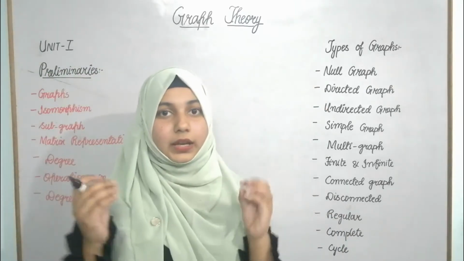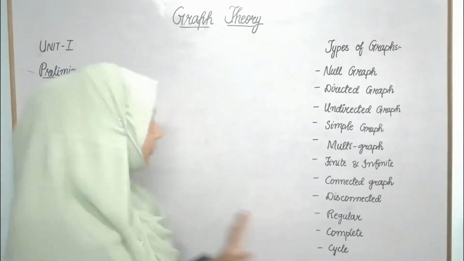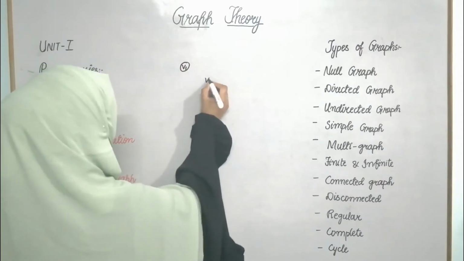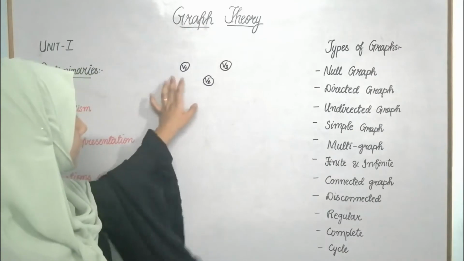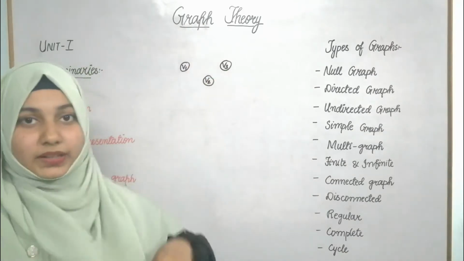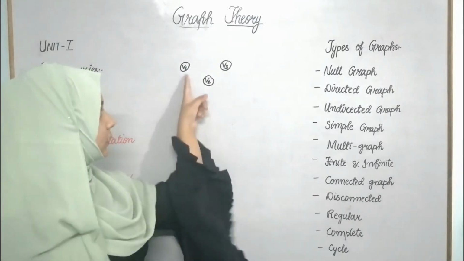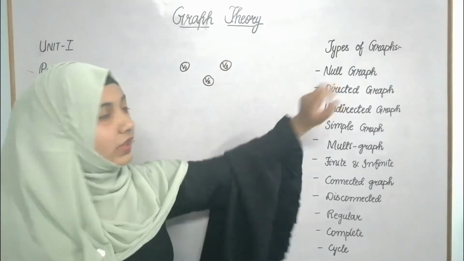What is a null graph? A graph that contains vertices but no edges. For example, suppose I've got V1, V2 and V3 as vertices. These are my vertices, but I've got no connections between the vertex pairs. There is no edge, there is no connectivity. Such types of graphs are called null graphs.